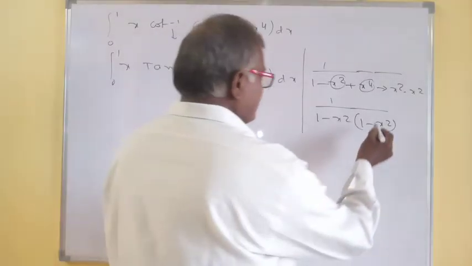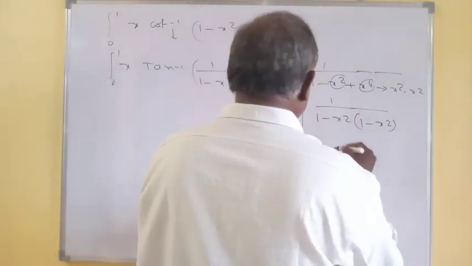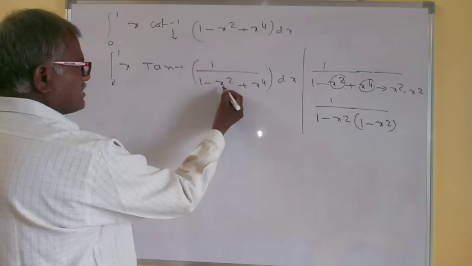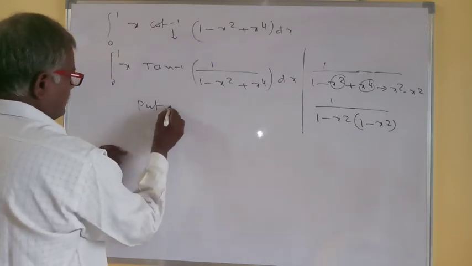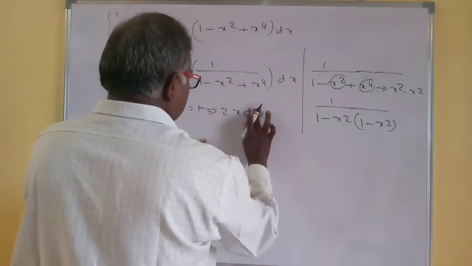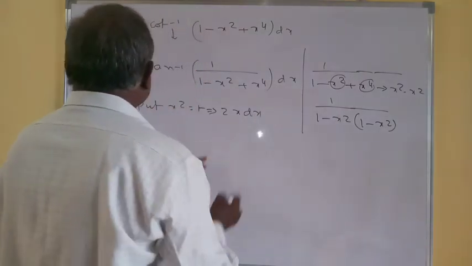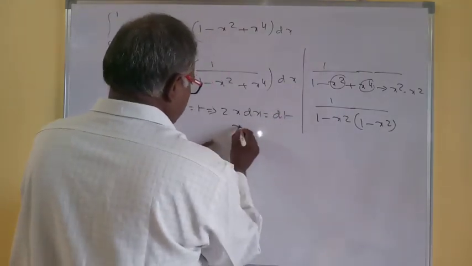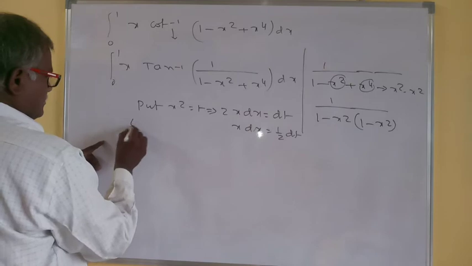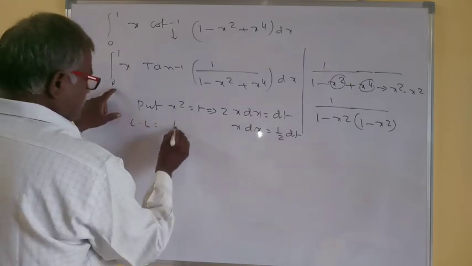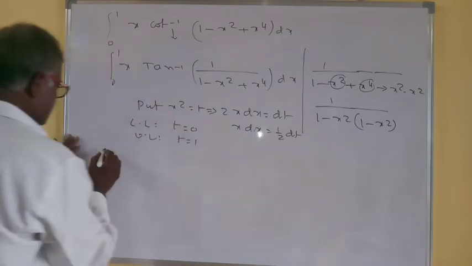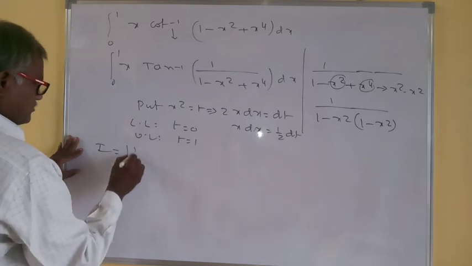So what we have to do is simply put x square is equal to t. That means 2x dx is equal to dt, so x dx is equal to 1 by 2 dt. For the limits, the lower limit x is equal to 0 gives t is equal to 0, and the upper limit x is equal to 1 gives t is equal to 1. Same limits, 0 to 1.